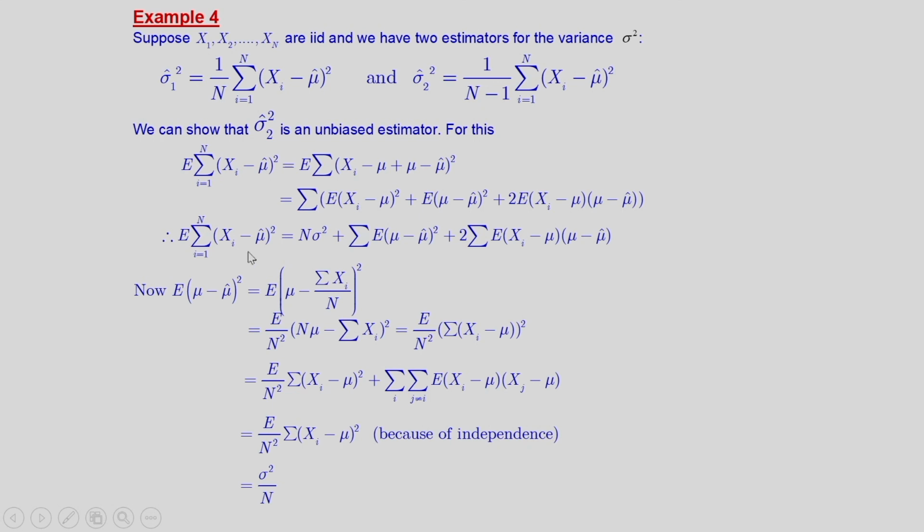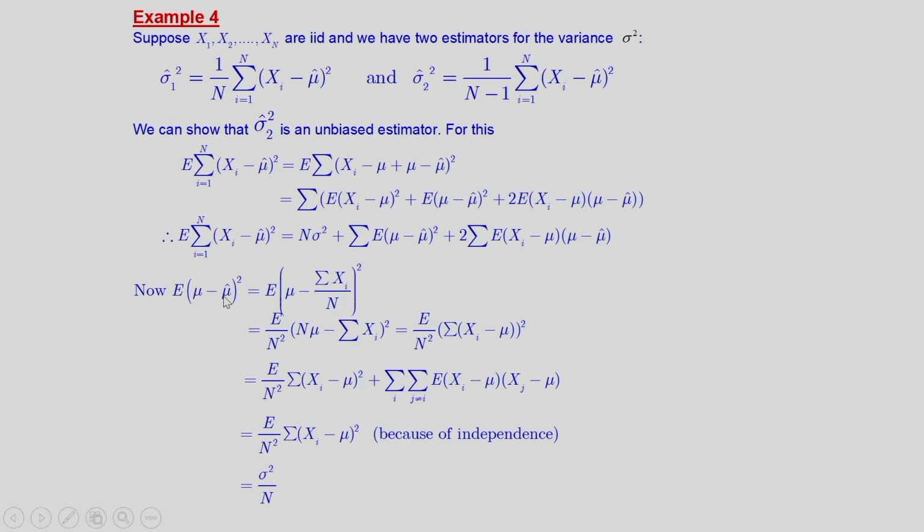So we can write this expectation is equal to: the first term will be n sigma square, the second term will be the summation of E of (mu minus mu hat) whole square, and the third term will be the summation of E of (xi minus mu) into (mu minus mu hat). So let us see what each term is equal to. This is E of (mu minus mu hat) whole square. This expression is important for us.